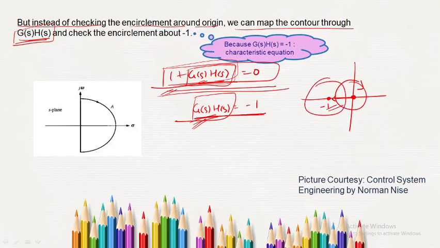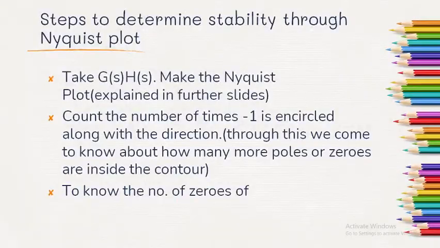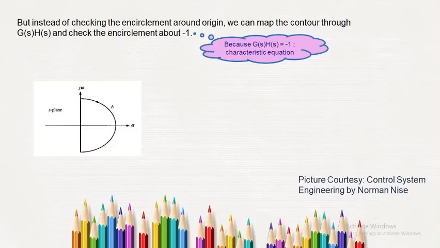ये डाउट बहुत स्टूडेंट्स को बहुत बाद तक रहता है कि हम -1 के अराउंड क्यों चेक करते हैं. And in many of the interviews also this question is asked, like what if we want to map it through 1 plus GSHS. अगर आप मैपिंग 1 plus GSHS से करते हैं, उस केस में आपको ओरिजिन के अबाउट एनसर्कलमेंट देखना चाहिए, बट अगर आप मैपिंग GSHS के थ्रू करते हैं तो उस केस में आपको एनसर्कलमेंट -1 के अराउंड चेक करना चाहिए. So this is the concept behind the Nyquist criteria.